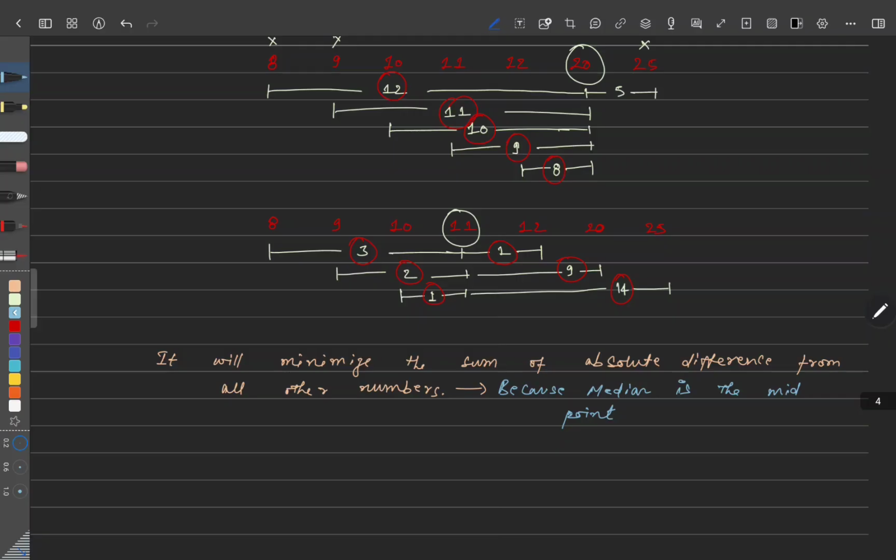Okay, and you can validate this statement which I mentioned, right? It will minimize the sum of absolute difference from all other members. You can sum all these numbers on our previous example, and you can sum all these numbers. This sum would be minimum, right? And this sum would be large.